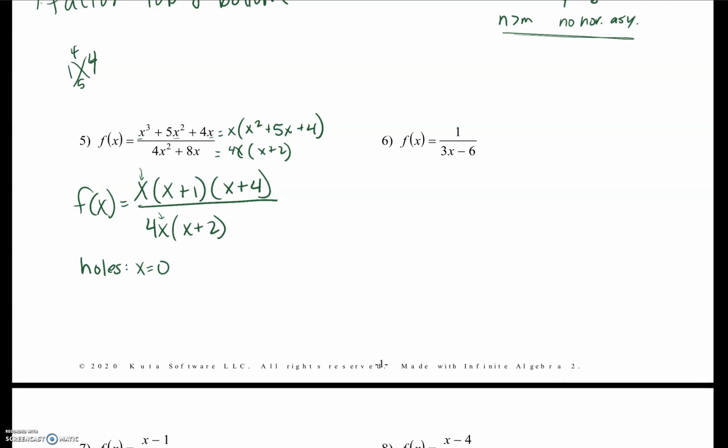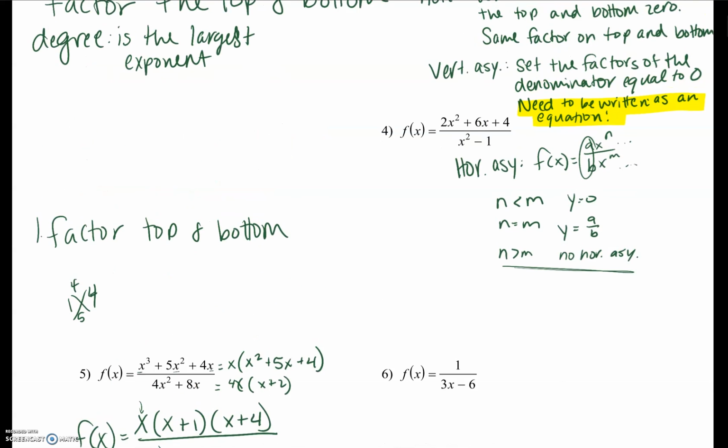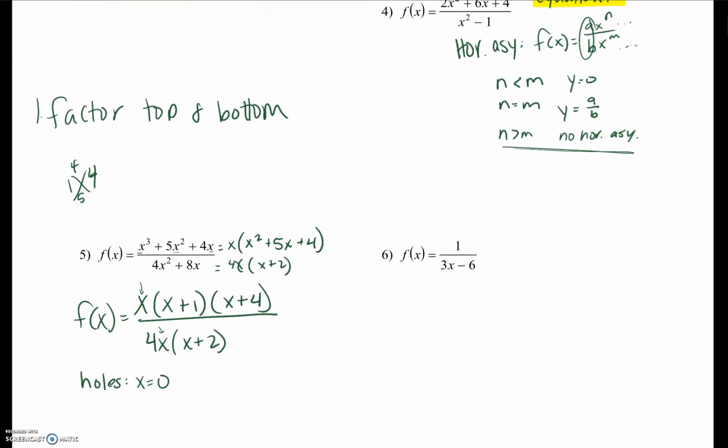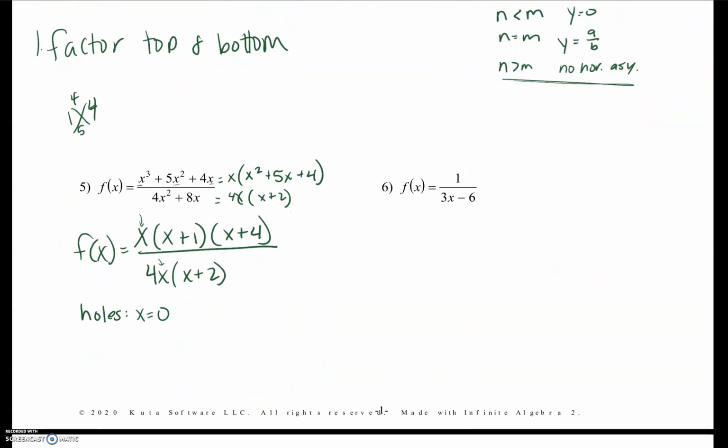Okay. There are no other holes because there are no other shared factors. So now let's figure out what our vertical asymptotes are. Remember, the vertical asymptotes you find by setting the factors of the denominator equal to 0, and your final answer needs to be written as an equation.